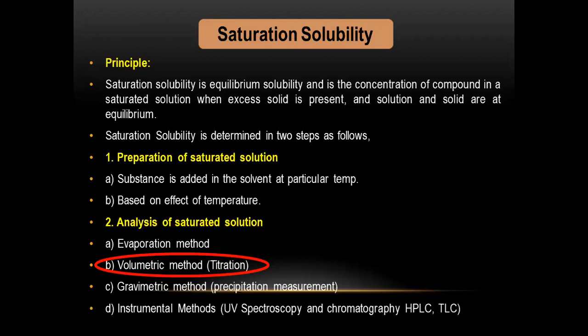For analysis of the saturated solution, there are different methods. Those are enlisted over here. That is the evaporation method, volumetric method, that is a titration method, gravimetric method, that is a precipitation measurement, and an instrumental method. In instrumental method, we can use UV spectroscopy and chromatography, that is HPLC or TLC. In this experiment, we are going to use the volumetric method for analysis of the saturated solution.